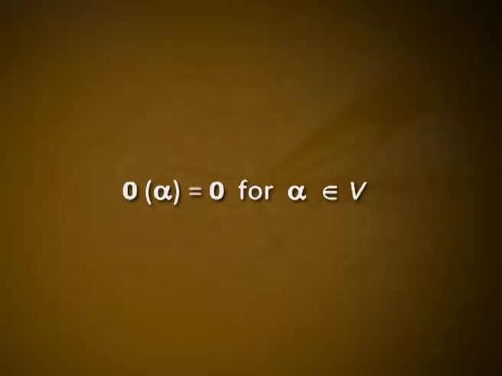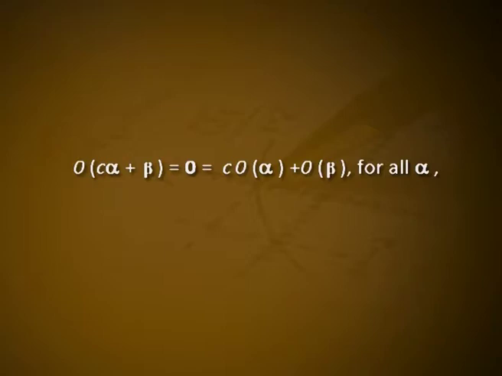Example 1. Let V and W be vector spaces and 0 be the additive identity in W. The 0 map from V into W, defined by 0 of alpha equal to 0 for all alpha belonging to V, is a linear transformation because 0 of c times alpha plus beta equals 0, which is equal to c times 0 of alpha plus 0 of beta for all alpha, beta belonging to V and all scalars c.